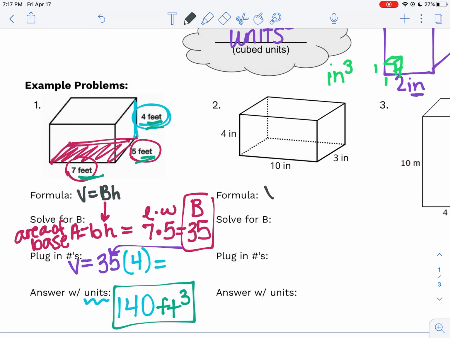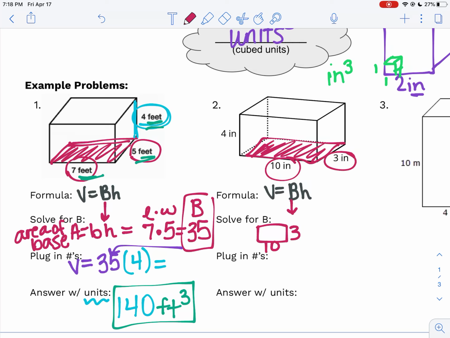First step is to always write your formula. V equals big B times H. We need to solve for big B, so that is the area of your base. So find your base shape, and we're going to use 10 and 3. Those are the dimensions of the base. We have a rectangle that's a 10 by 3. To find the area, we do length times width, or little b times h. 10 times 3 equals 30. So that's what big B means. It's 30.